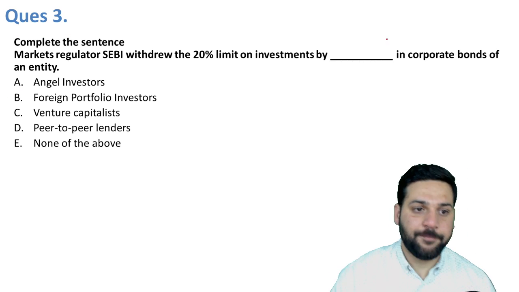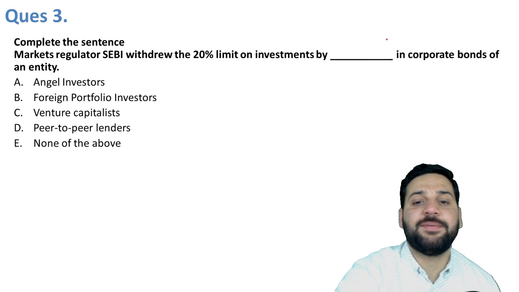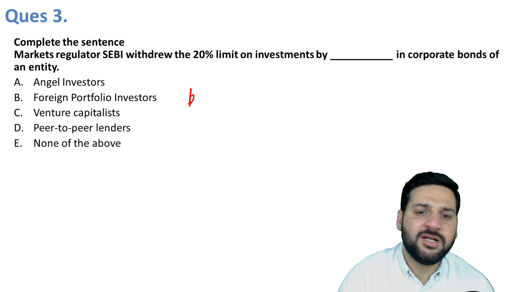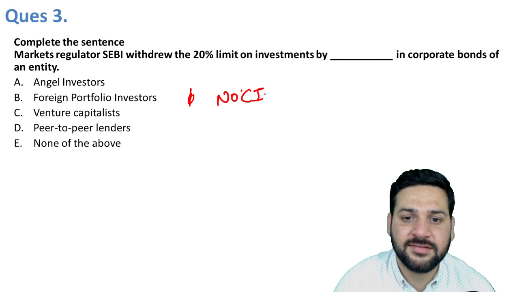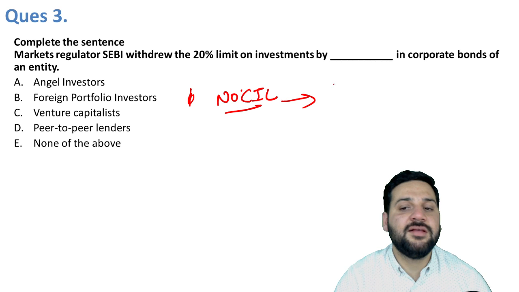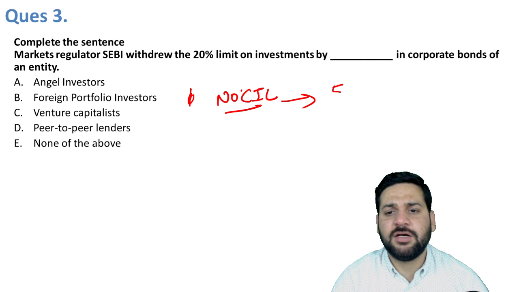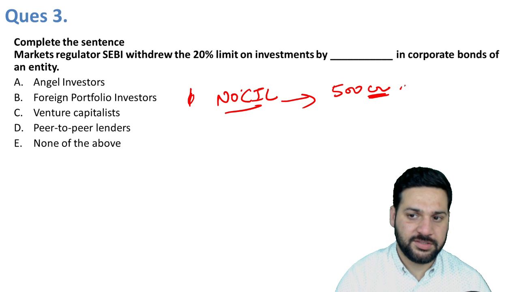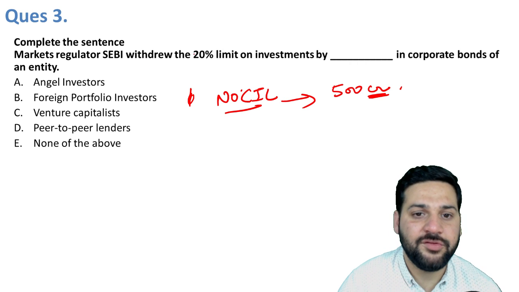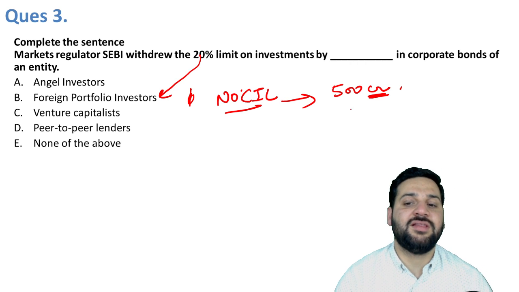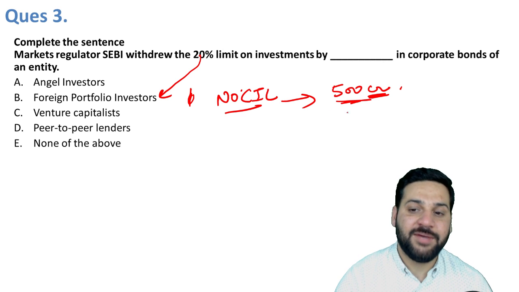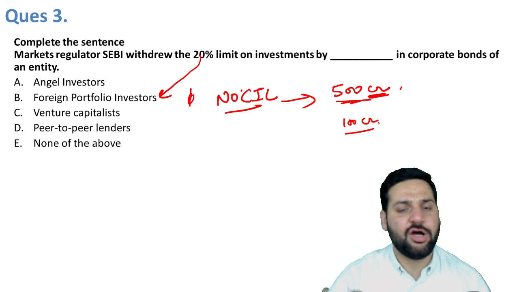Now the question number 3, market regulator withdrew 20%. See students, there was a limit. For example, there is Kajaria Cement, or Nosil, a pharmaceutical company, right? Let's say it releases 500 crore corporate bonds. Till now, there was a limit that a foreign portfolio investor can buy at max 20% of these bonds. They can at max buy 100 crore. After 100 crore, they cannot buy.